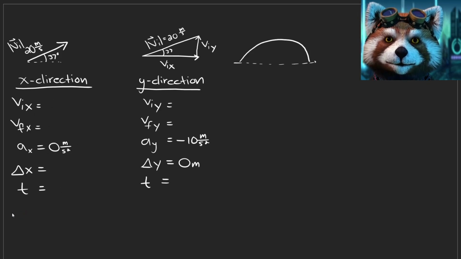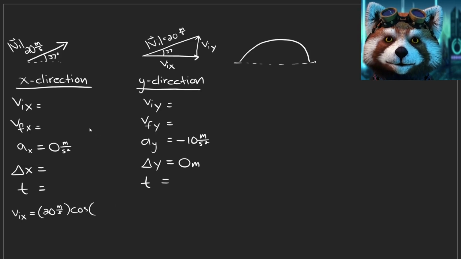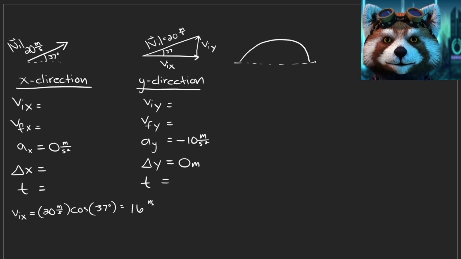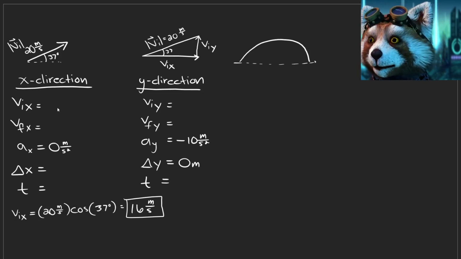So let's do the velocity initial in the x direction. So velocity initial in the x is going to be equal to the magnitude of the initial velocity. So that's 20 meters per second times the cosine of the angle in which it was launched, and that's 37 degrees. And so 20 times cosine of 37, this is 16 meters per second. So let's go ahead, we can put a box around that, and let's start filling out this chart.